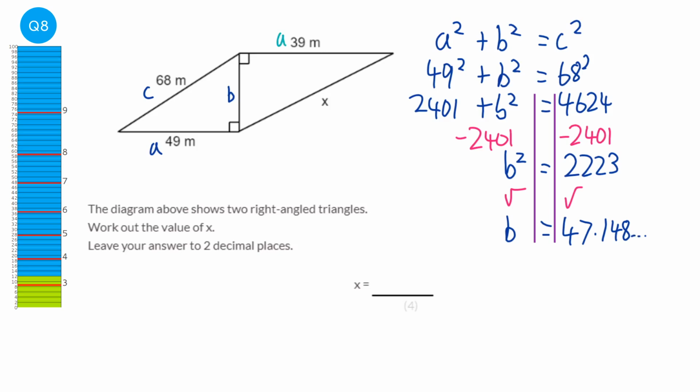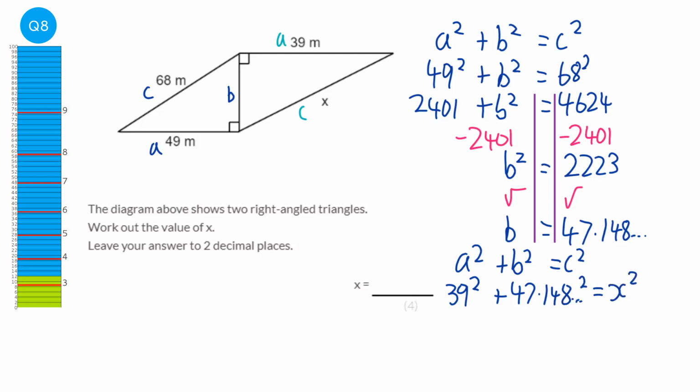Okay, we're now looking at the second diagram, and this time we've got our a, we've got our b, and we're going to call x the c. So it'd be a squared plus b squared equals c squared, but this time a is 39. B we are given as 47.148. We've just worked that out. And we're looking for c. In fact, we can call it x now.